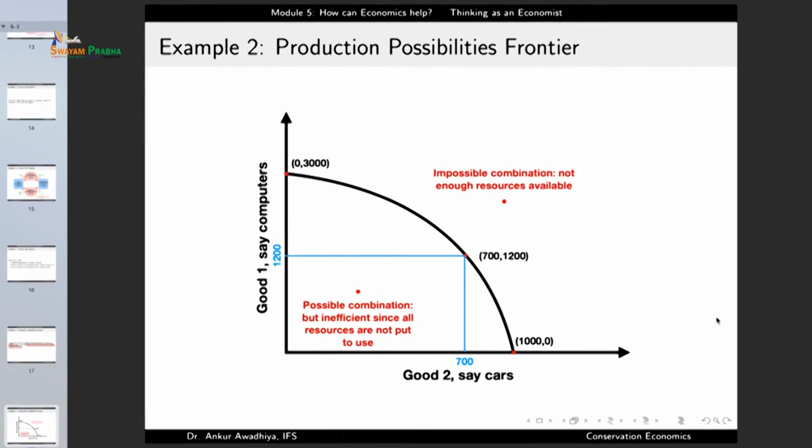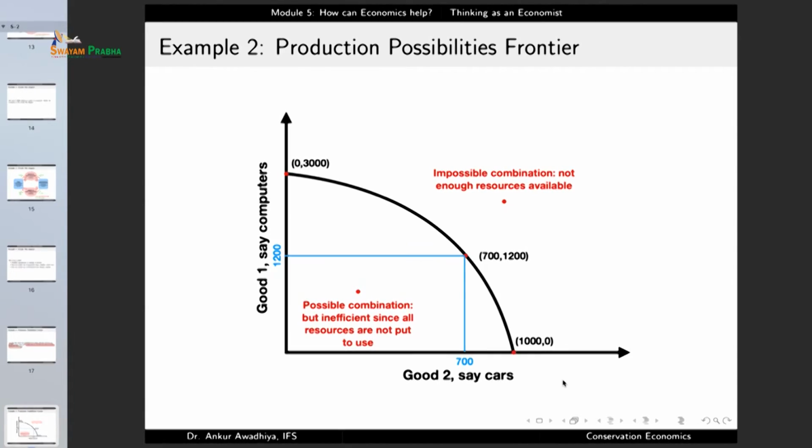Now, suppose the economy decides that we are only going to produce computers. In that case, it produces 0 cars and it produces 3000 computers. So that is one production possibility. If you do not make any cars and you put all your resources into making computers, you will make 3000 computers. On the other hand, if you put all the resources into making cars, you will make, say, 1000 cars. So this is the other extreme of this production possibilities frontier.